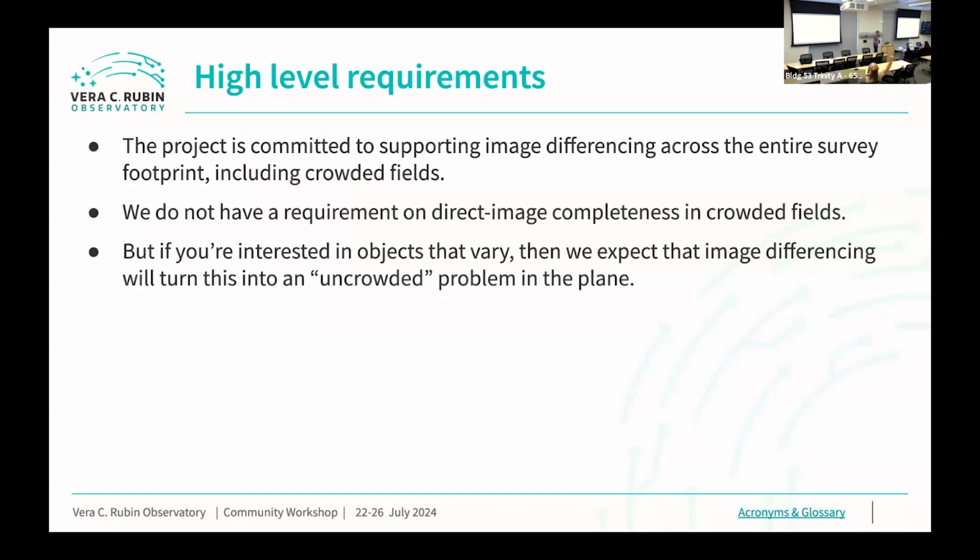We're talking about microlensing here, and we're talking about objects that vary. And so we think that image differencing is a way to remove all the objects that aren't varying, and that's a way to turn the crowded field problem into an uncrowded field problem for things that are changing over time.